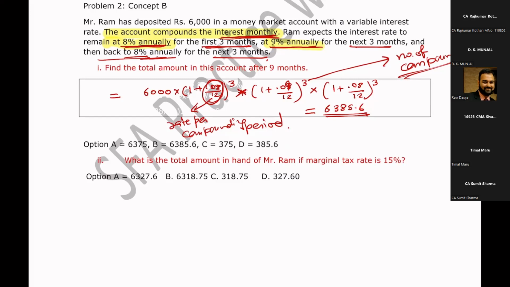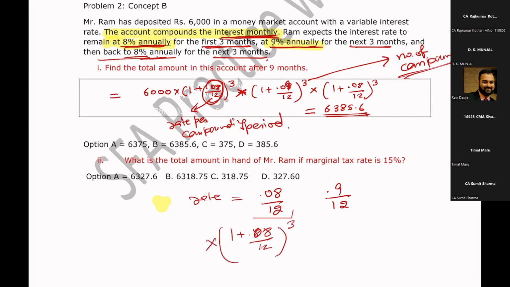In this case, you have to divide the rate by 12 because it is monthly. So 0.08 by 12 or 0.09 by 12. For the first 3 months, not simple, it is compounded monthly. So 1 plus 0.08 divided by 12 to the power 3. This is the compounding, multiplied by PV. Then it will compound 1 plus 0.08 divided by 12 to the power 3, and then again 1 plus 0.08 by 12 to the power 3. Yes, this is the right answer, 6385.58.